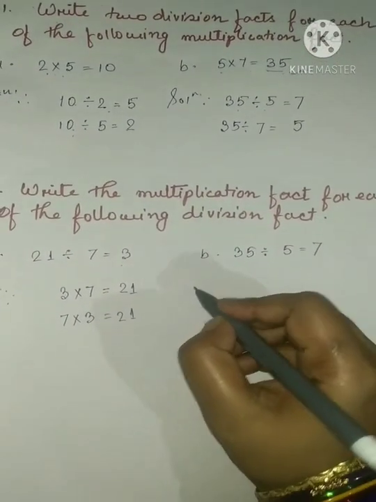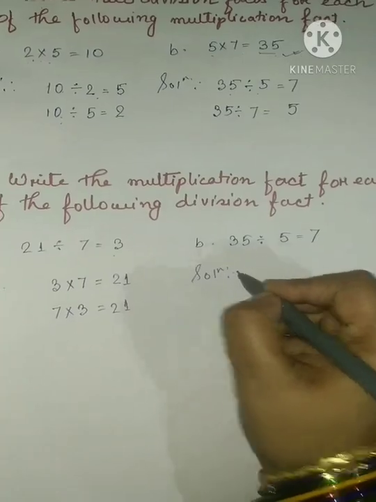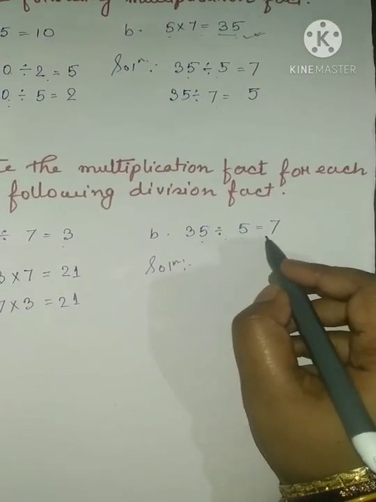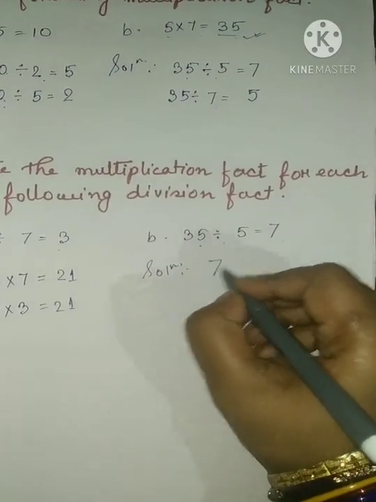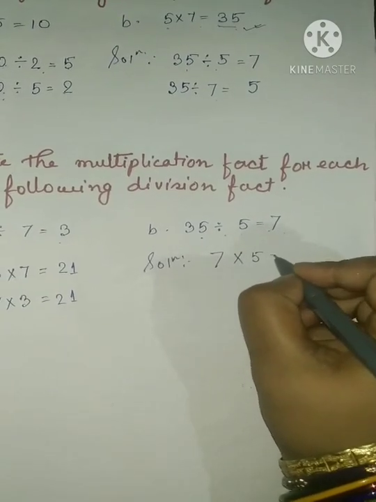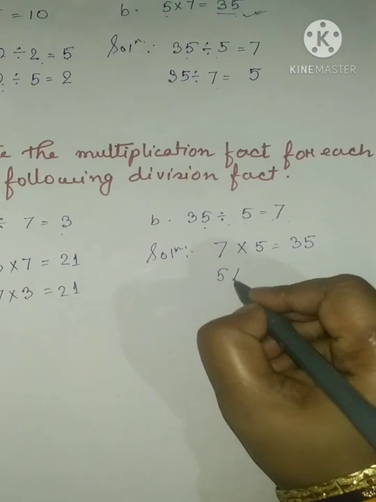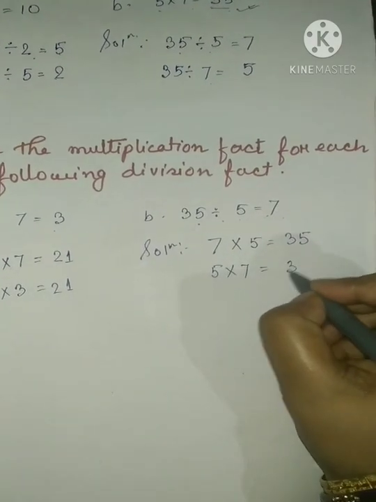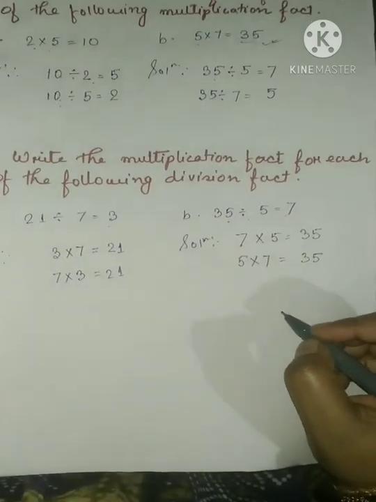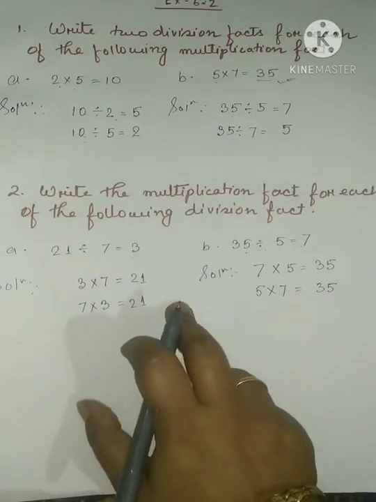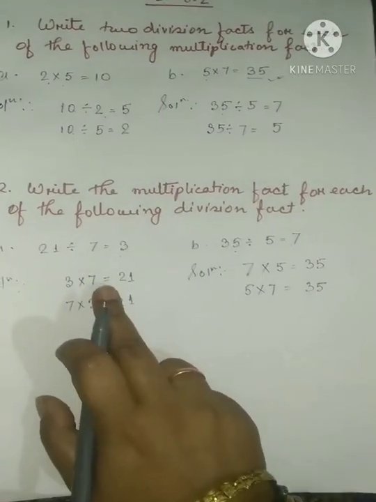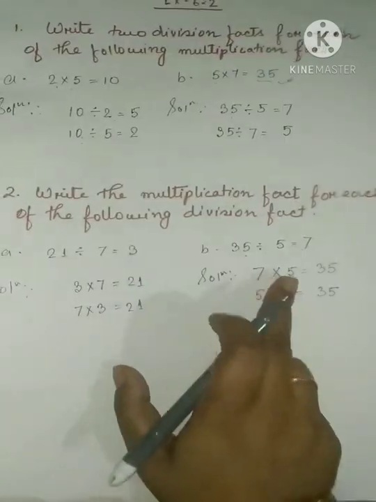Same as question number B also. 35 divided by 5 is equal to 7. So at first we will take 7 into 5 is equal to 35. And here 5 into 7 is equal to 35. Clear? So it is easy, students? Yes. So in this way you have to solve these 2 answers.